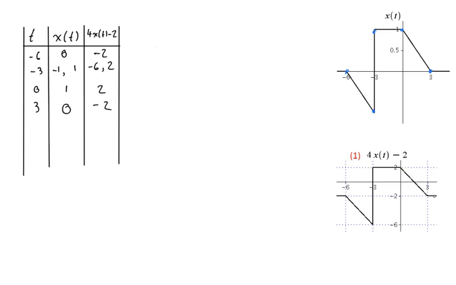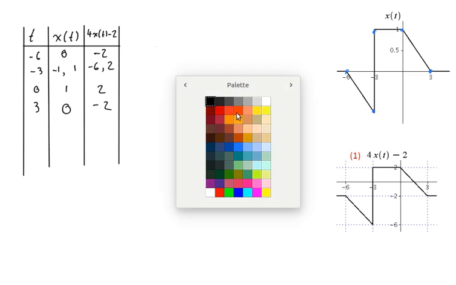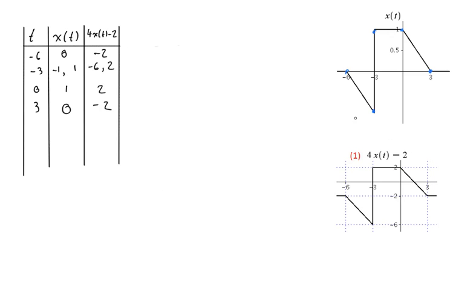There we go. So there's the initial graph, and the graph of the amplitude transformed function. And you can see here, let's go by step. So -6, 0, and -2. So yep, that's at -2. -3 has values of -6 and 2. We have here at 0, we have 2, and at 3, we have -2.